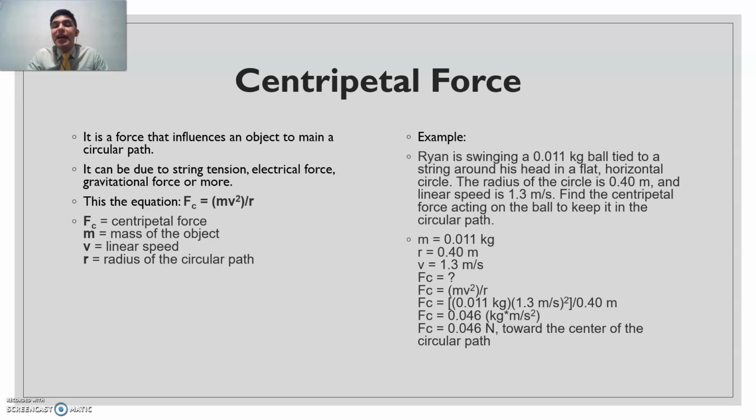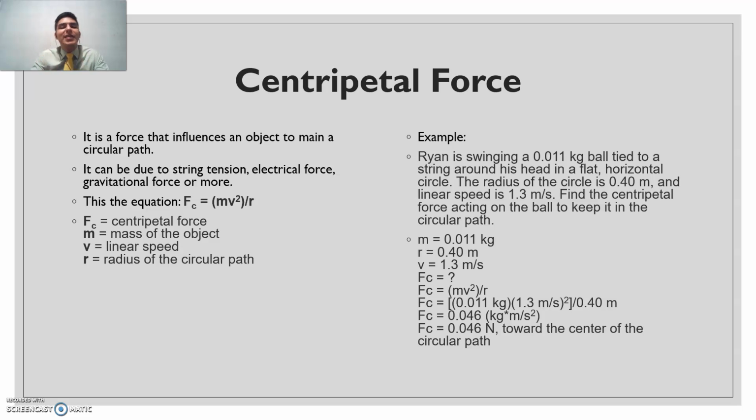Then let's continue. We also have an example for centripetal force. It is a force that influences an object to move in a circular path. It can be due to string tension, electrical force, gravitational force, or even more. The equation for the centripetal force in this case will be the following one, in which Fc represents centripetal force, m is the mass of the object, v is linear speed, and last we have r, which is one more time the radius of the circular path.